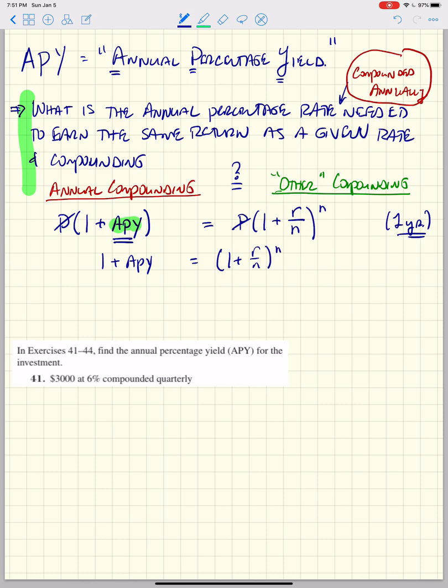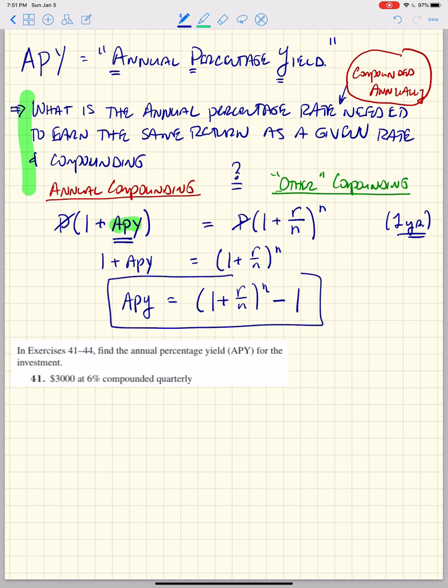Remember, r will be a given rate, and I'll do an example here, number 41, in a minute. And n is how many times we're compounding in 1 year. And so the APY is just going to be the right-hand side, 1 plus r over n to the n, minus 1. Okay, now you don't need to memorize this formula if you just take the time to understand what it is we're trying to do up here on line 1. We are trying to find this equivalent annual rate that gives the same rate of return as whatever investment option we're looking at.